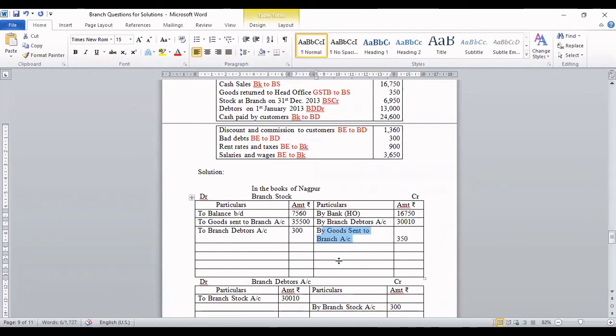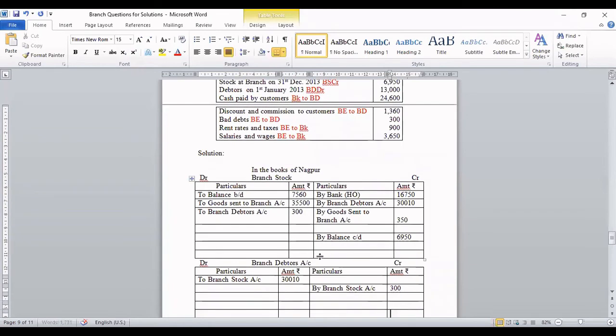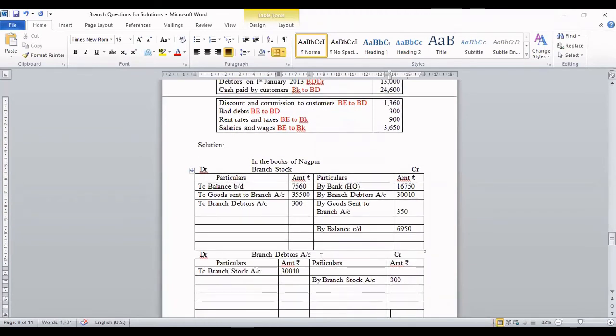So the next one, stock at branch on 31st December 2013, that is your closing stock. So branch stock on credit side, we'll write by balance carried down. Amount, tell me amount. 6950. Yes, everyone understood? Any doubt, any confusion till here? No, sir. Okay, Purvi. Next, what is next?